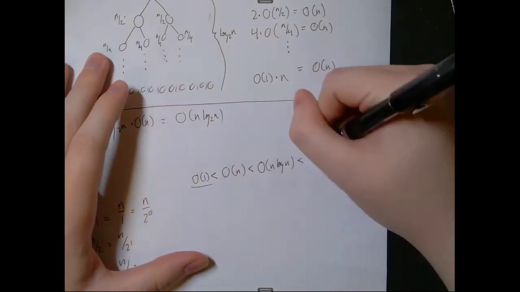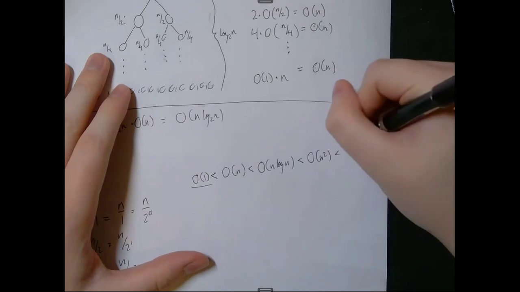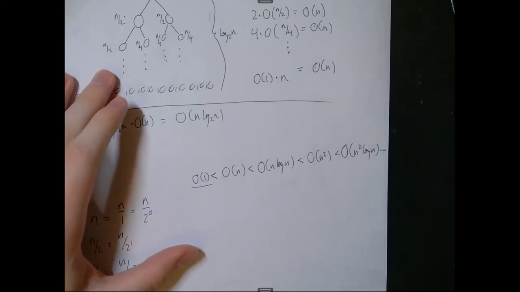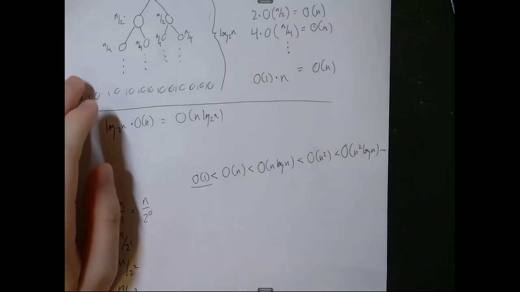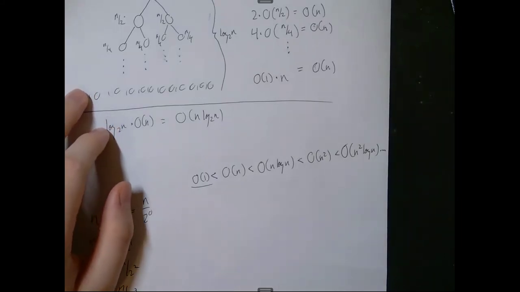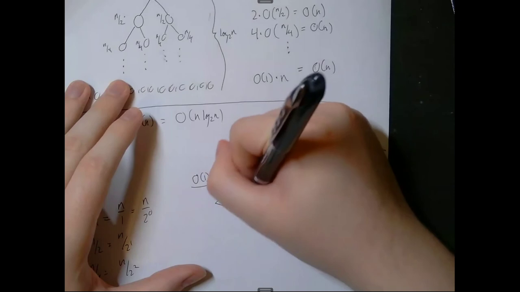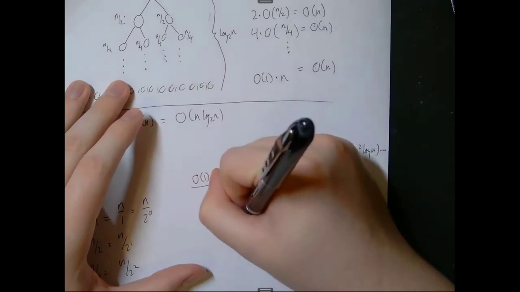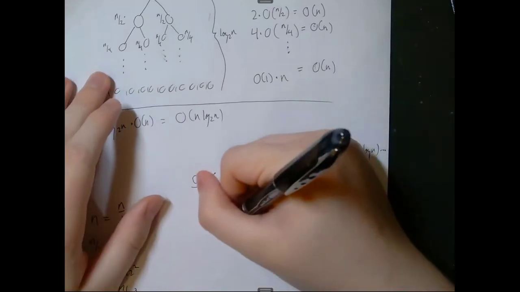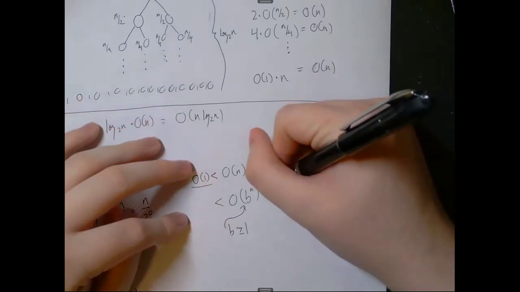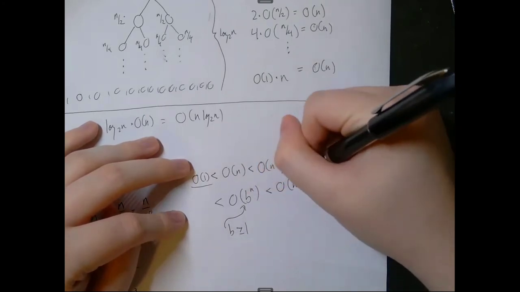Then O of n log n is less complex than O of n squared, which is less complex than O of n squared log n, which is less complex than O of n cubed, which is less complex than O of n cubed log n, etc. This works for all polynomials. And after every single polynomial comes the exponential function. So this is less than O of b to the n for some b greater than or equal to 1. So b to the n is much more complex than any polynomial and any polynomial times a log. And O of b to the n is less complex than O of n factorial.